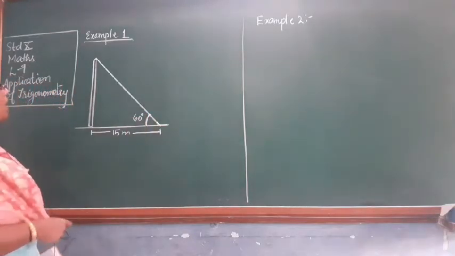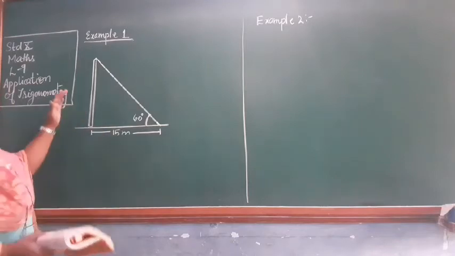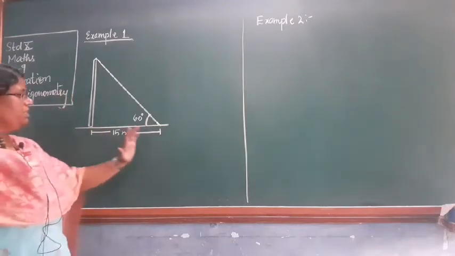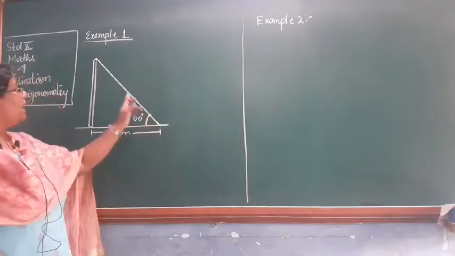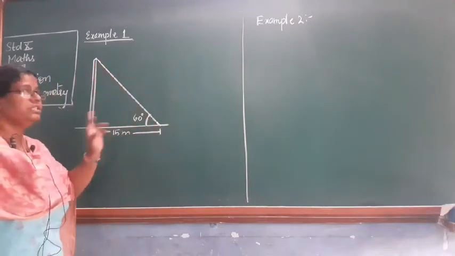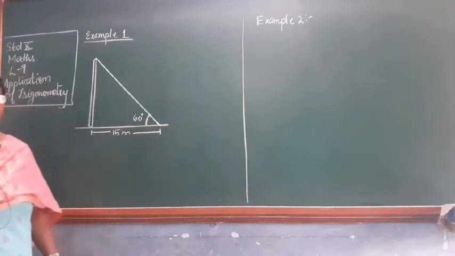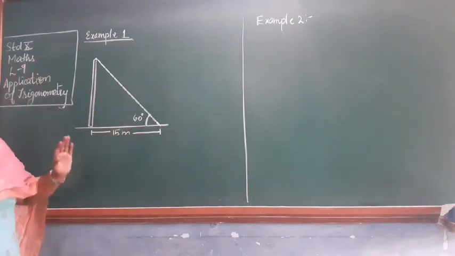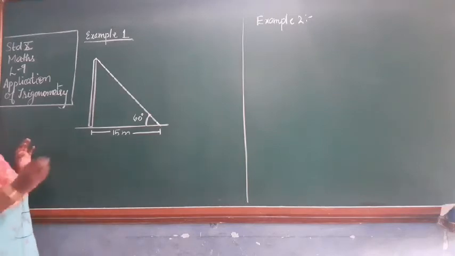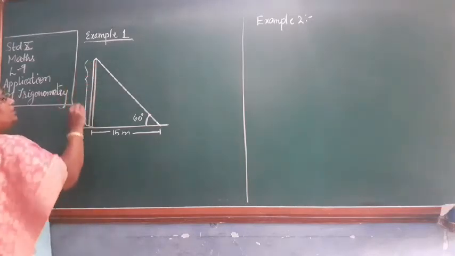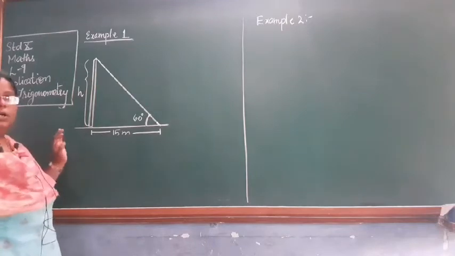So this is how the situation is. There is a tower. 15 meters away from the tower, there is a point, and from that point, the angle of elevation to the top of the tower is found to be 60. You are asked to find what is the height of the tower. So that's the question. What is the height of the tower?